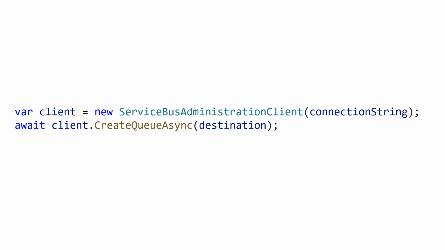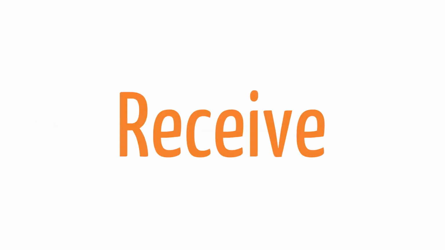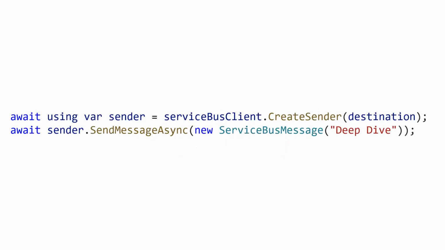Well, now that we have been able to send messages to the queue, how do we receive them again? There are actually two major ways of receiving messages from a queue, or I'm going to say entity, because you can also receive from other things like subscriptions, which we cover later. But let's look at how we can receive from a queue.